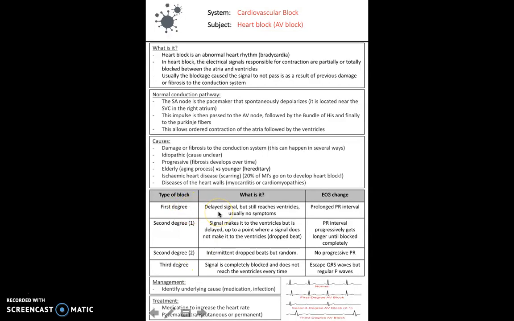So first degree, this is where you've got a delayed signal, but it's still reaching the ventricles. And usually in these patients there aren't any symptoms, and they have a prolonged PR interval on an ECG.